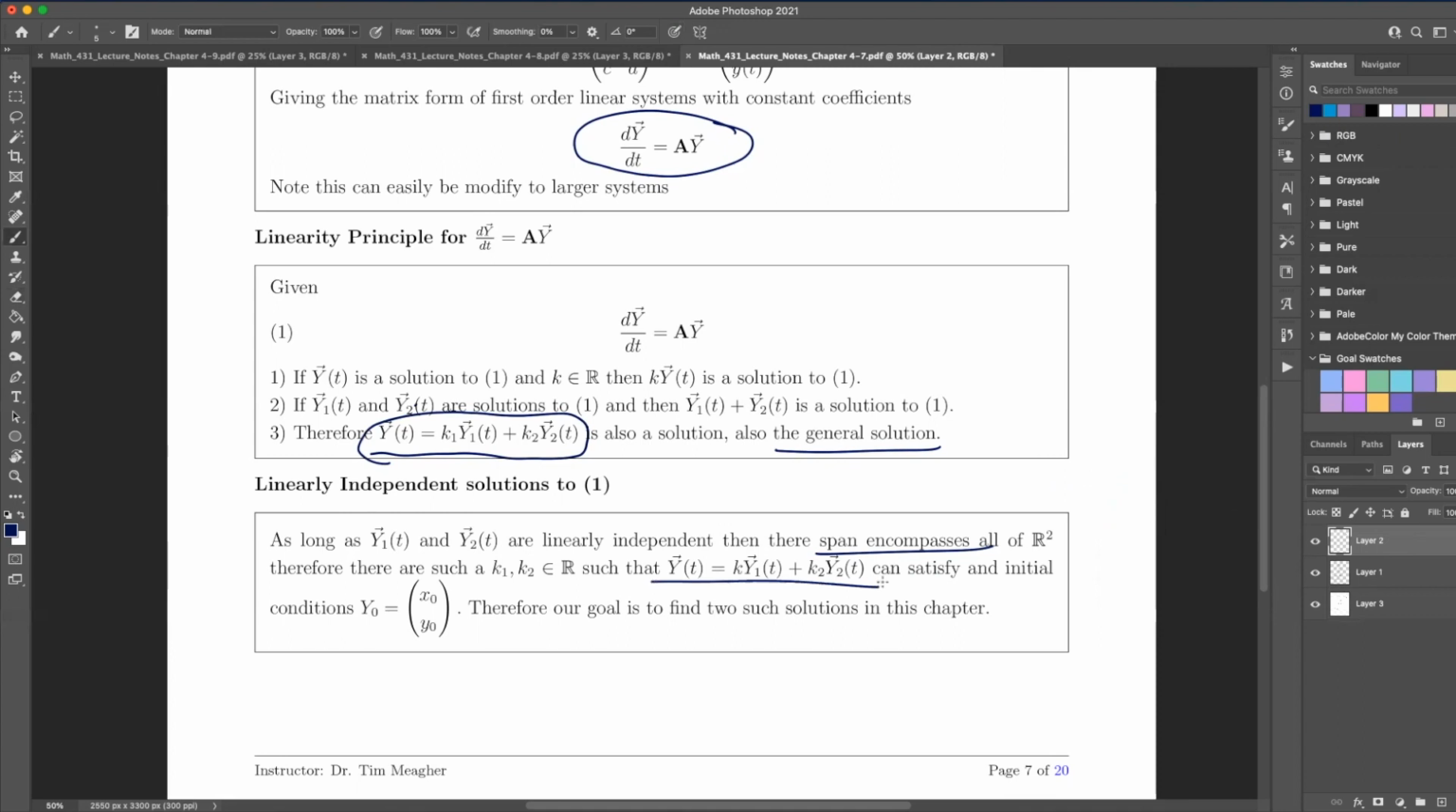So once we have this, we can use our initial conditions to figure out what K1 and K2 are. And then we can find our particular solution. And that's kind of the goal. So the goal of this chapter is just to find 2 such solutions. We find these 2, we do this. Is that a derivative times a vector?